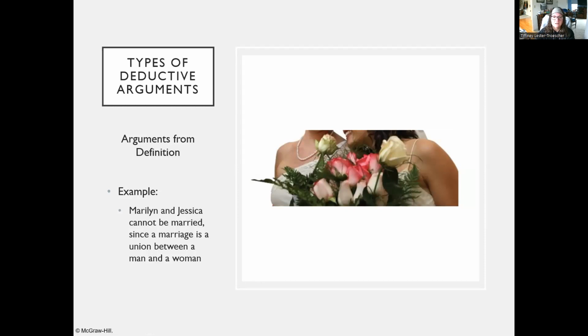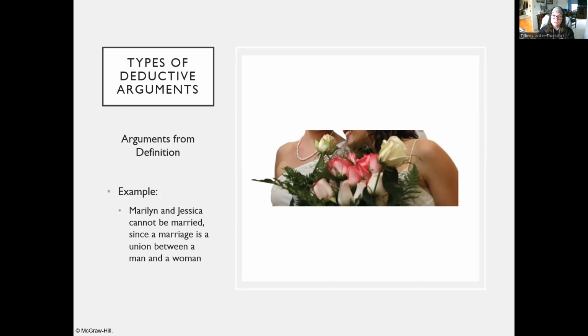All right, so our national issue on same-sex marriage, one example of an argument against it would be Marilyn and Jessica cannot be married since a marriage is a union between a man and a woman. If you set that up as a deductive argument and the definition of marriage can be proven to be a union between a man and a woman only, then you have successfully proven that the conclusion is true.